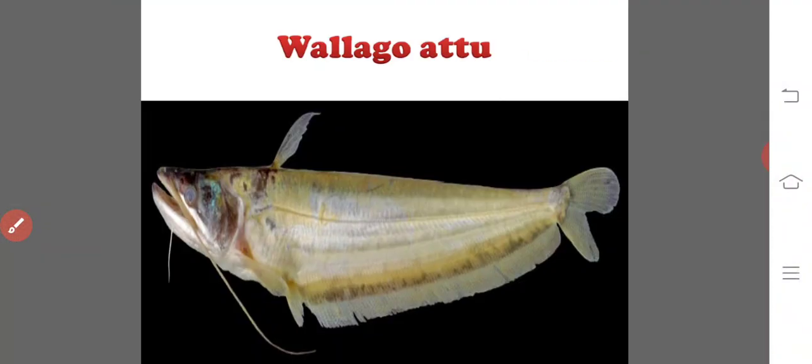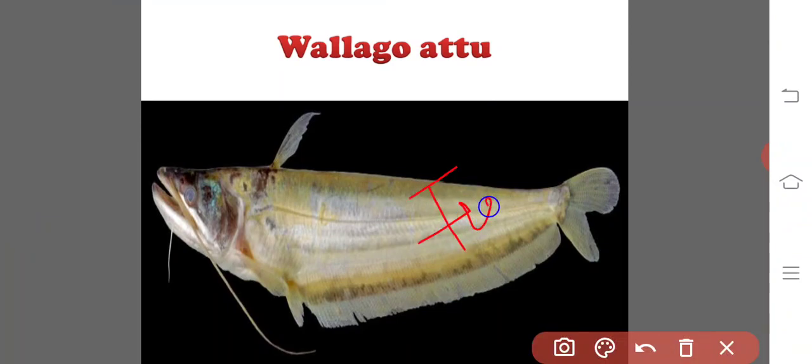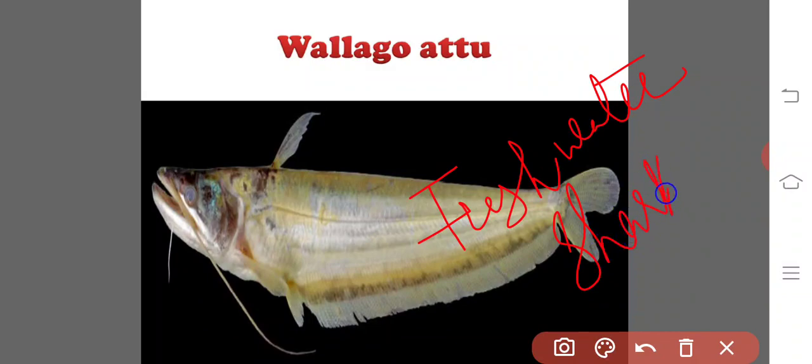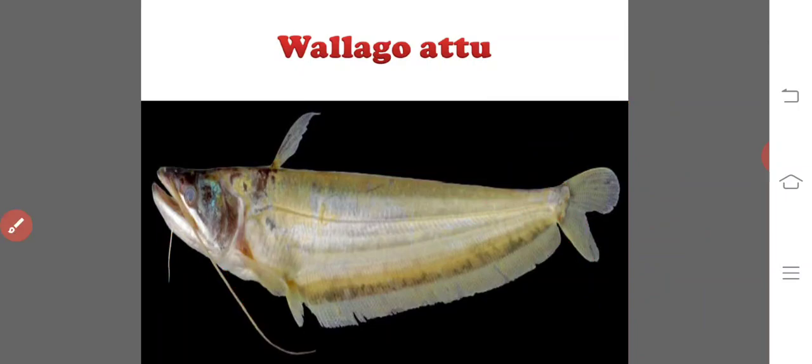And if you observe the Wallago attu, this is commonly called a freshwater shark. Usually sharks are available in ocean water, like Rhincodon typus, Stegostoma, the zebra shark. So these are all the other sharks which are present in the marine water, but this is only known as the freshwater shark. Here we are observing the barbels. This is known as the Wallago attu. So these are two examples from the catfishes, Clarias batrachus and the Wallago attu.